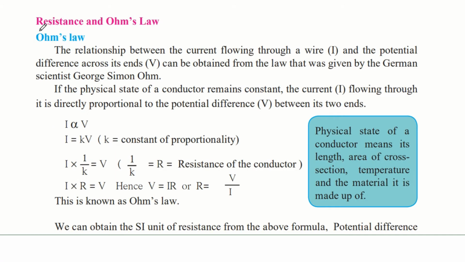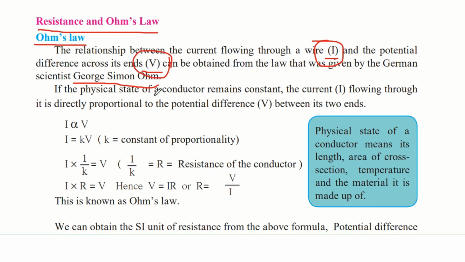The next topic is resistance and Ohm's law. Let us learn about Ohm's law. The relationship between the current flowing through the wire, which is I, and the potential difference across its end, that is V, can be obtained from the law that was given by the German scientist whose name was George Simon Ohm. So he told us the relation between the current as well as the potential difference.